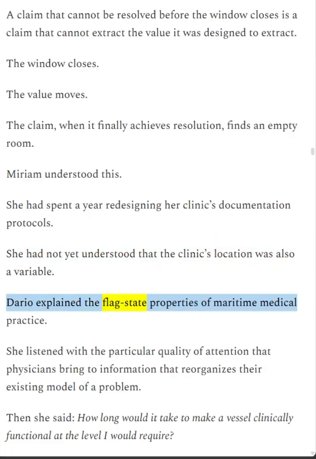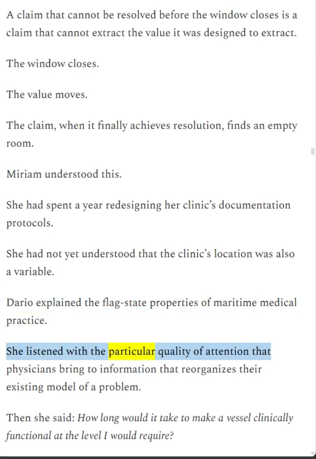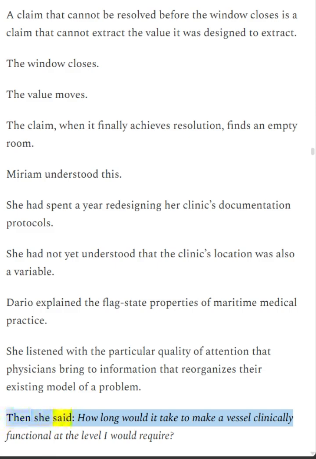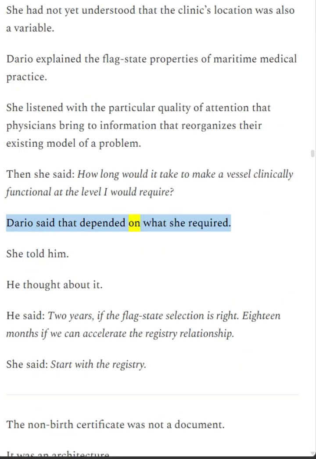Dario explained the flag state properties of maritime medical practice. She listened with the particular quality of attention that physicians bring to information that reorganizes their existing model of a problem. Then she said, "How long would it take to make a vessel clinically functional at the level I would require?" Dario said that depended on what she required. She told him. He thought about it. He said, "Two years if the flag state selection is right. Eighteen months if we can accelerate the registry relationship." She said, "Start with the registry."